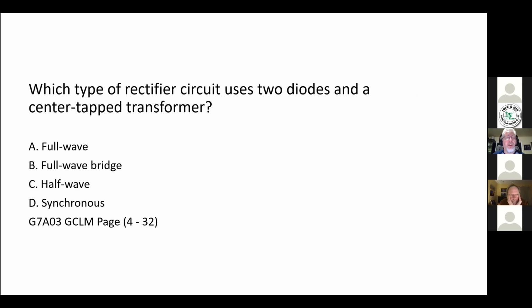Which type of rectifier circuit uses 2 diodes and a center tapped transformer? A, full wave. B, full wave bridge. C, half wave. Or D, synchronous. Alpha. Full wave. Alpha is correct, the full wave.